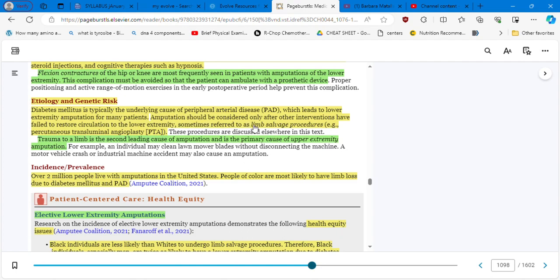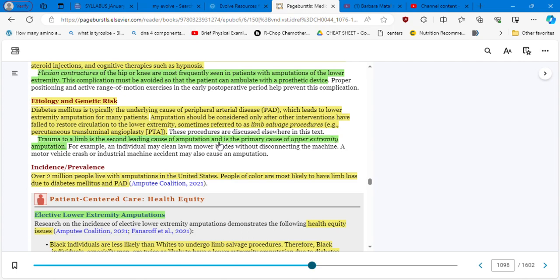Sometimes referred to as limb salvage procedures. So interventions have failed to restore circulation. This amputation is going to happen if all the other techniques to save the limb have been tried, including the limb salvage procedures or percutaneous transluminal angioplasty. Trauma to a limb is the second leading cause of amputation.